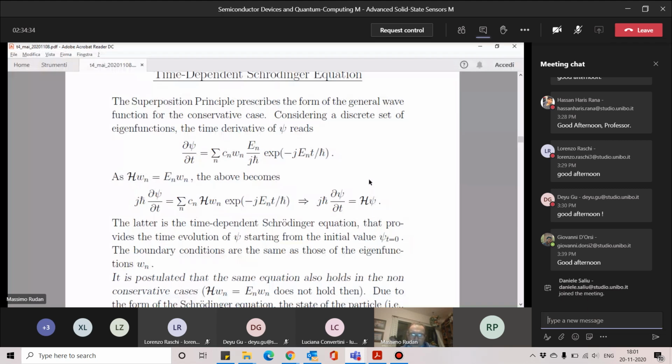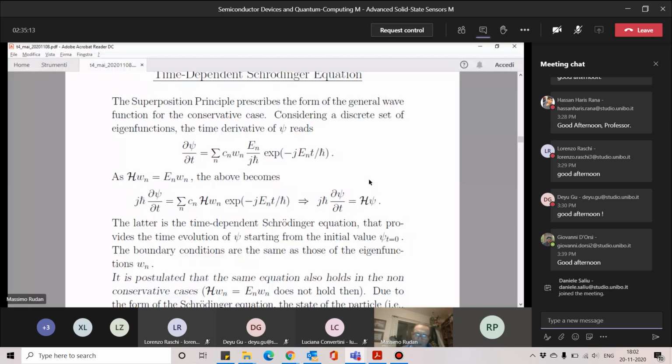And the space part of the differential equation is again given by the Hamiltonian. So this equation is i h bar time derivative of psi equal to the Hamiltonian applied to psi. Okay? This equation is called the time-dependent Schrödinger equation that provides the time evolution of the wave function starting from the initial value. So as far as time is concerned, we have the initial value, and that's it.